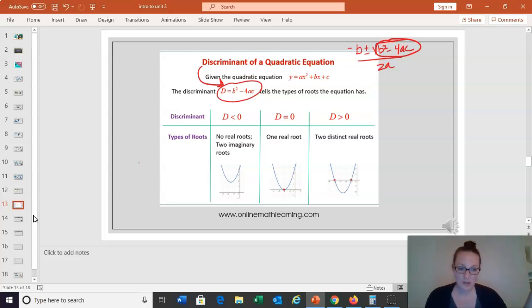Like, why didn't they call slope S? Slope is M. Sometimes it just, like, who are they? Why did they do that? But they, this time, chose big D to represent the discriminant.